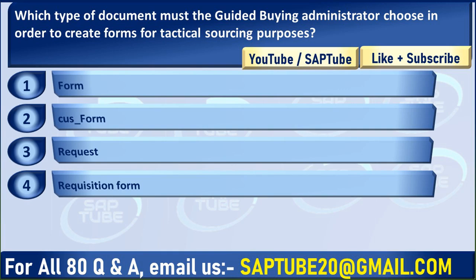Next question is: which type of document must the guided buying administrator choose in order to create forms for tactical sourcing purposes? Options are: form, CUS_form, request, requisition form. Correct answer is form.